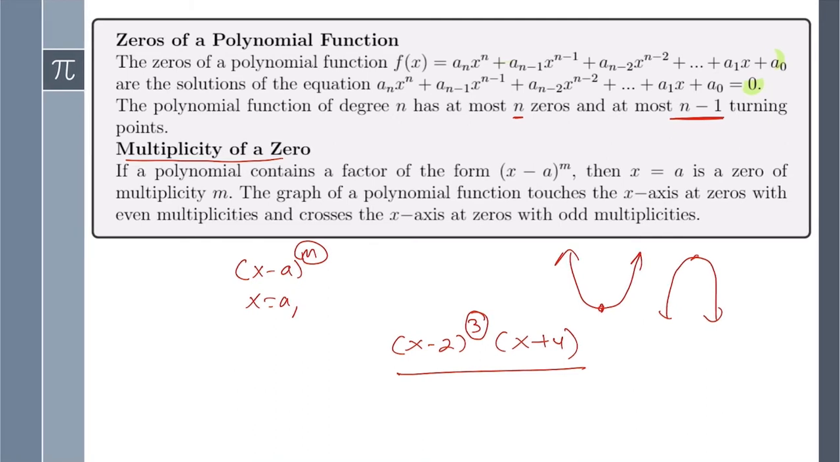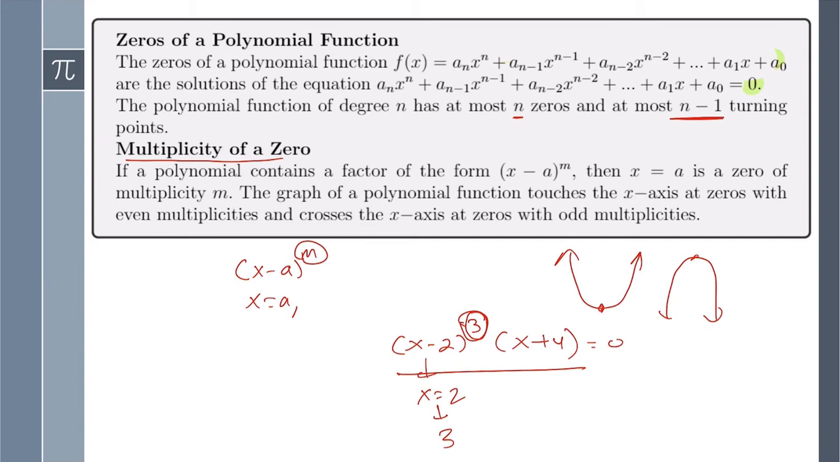Same thing here. If we set this equal to 0, then we get x equals 2 as one of the zeros, but the multiplicity for this one is 3. That means that zero repeats 3 times, or that factor repeats 3 times. So when we add all the multiplicities, that gives us the degree of the polynomial.